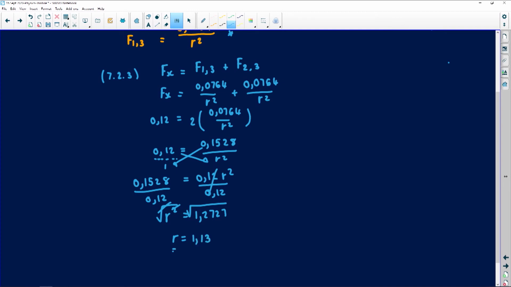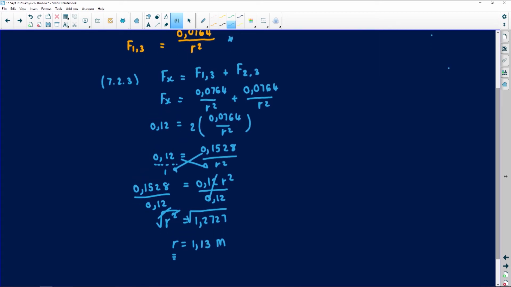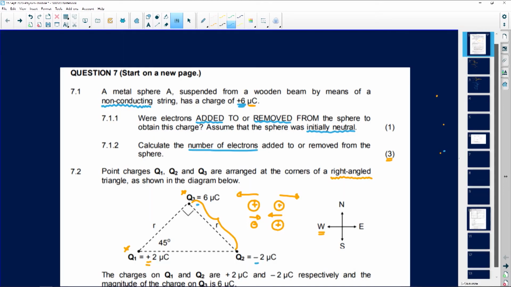And remember, when we talk about distance between the centers in physics, we talk about meters. We measure distance in meters. So the only tricky thing about this was to remember that because the distances are the same, I can write the same expression twice. Let's look at our next question.